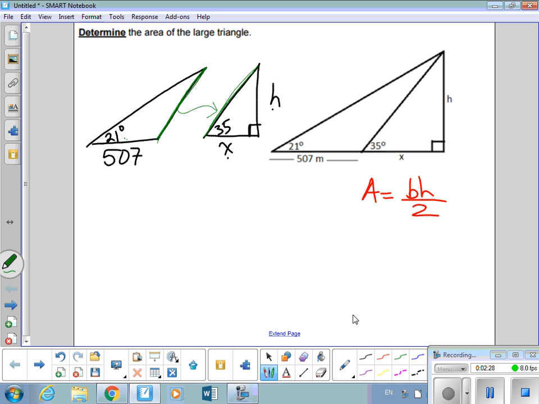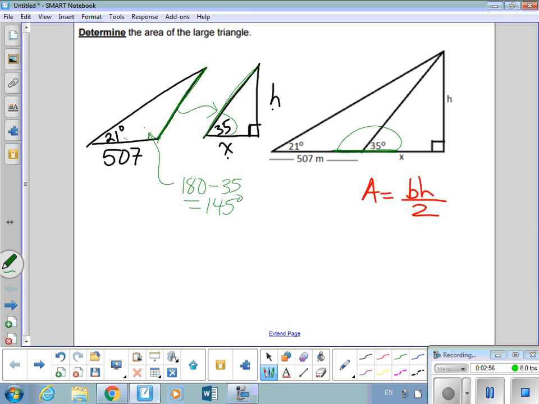I can see I have 507 and I have one angle. Well, I do have more than one angle because there's 35, and I know that this is a straight line across here, so I know that total measurement's 180. So to find that angle, I'm going to go 180 minus 35, and when we do that, we end up with 145 degrees.